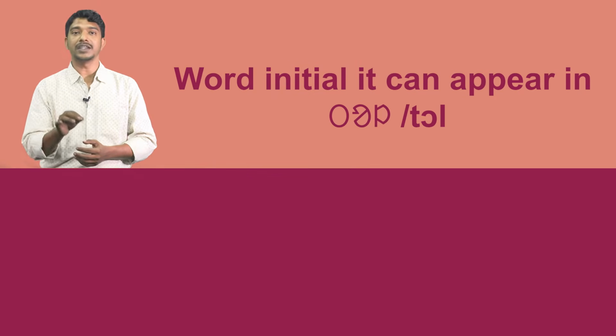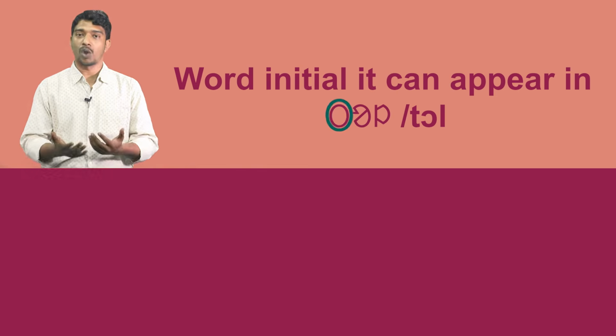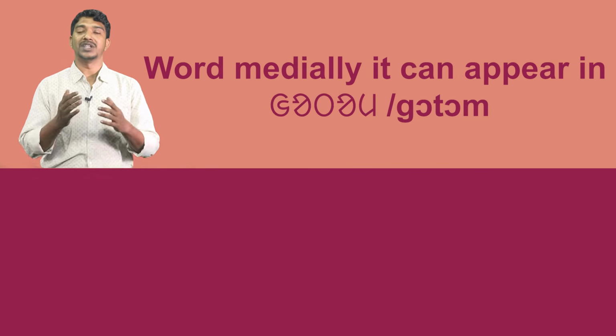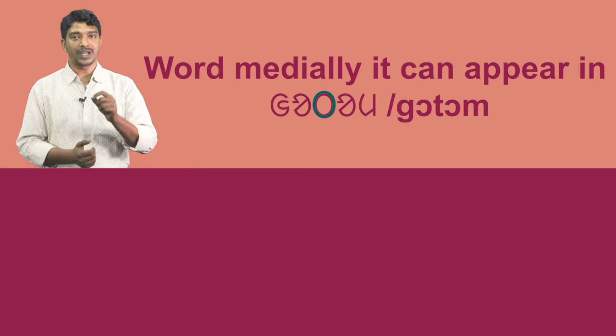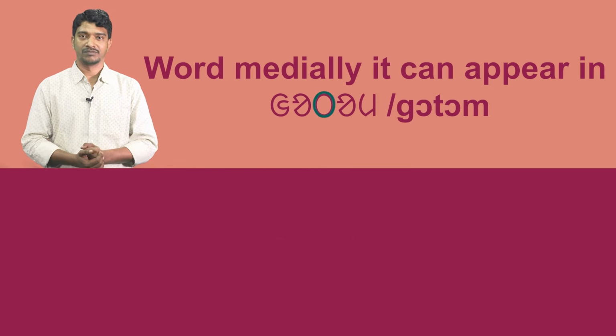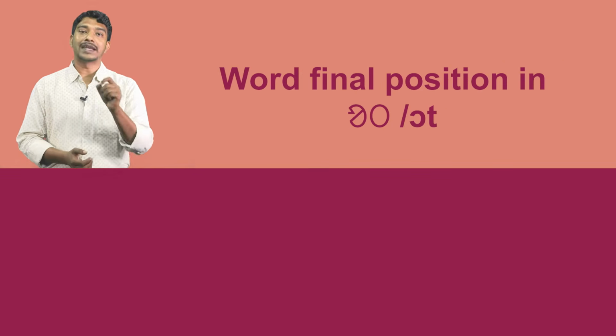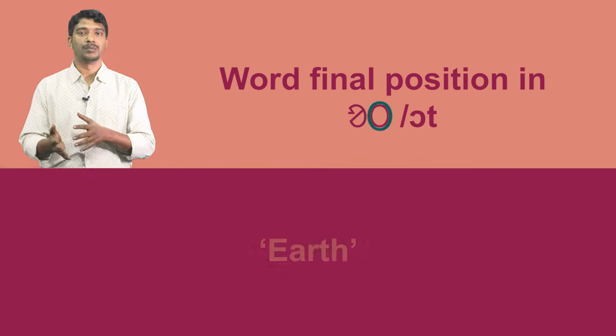This letter occurs in all positions in word as initially, medially, and finally, from the viewpoint of orthography. The examples are as follows. Word initially, it can appear in tall, means bind. Word medially, it can appear in Gautam, means ghee. Word finally, it can appear in Oth, means earth.